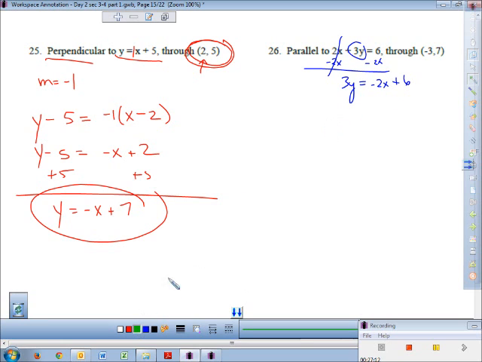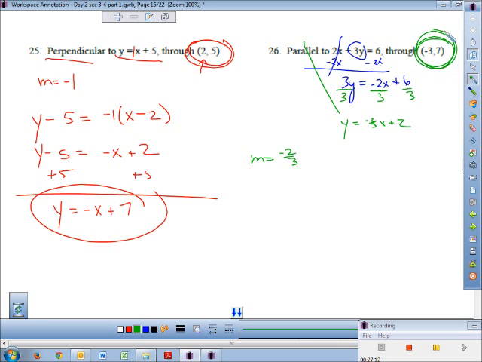Y is not all by itself. You got to get rid of that times 3 by dividing every term by 3. And y equals -2/3 x plus 2. So you know the slope of this line is -2/3. P word, parallel. The slope of our line should be -2/3 also. Got to go through this point. It is not a y-intercept because the x value is not 0, so y minus 7 equals -2/3 times the quantity of x plus 3.